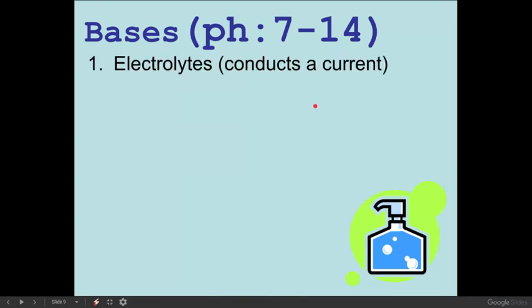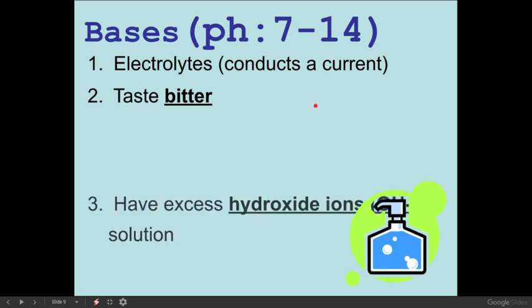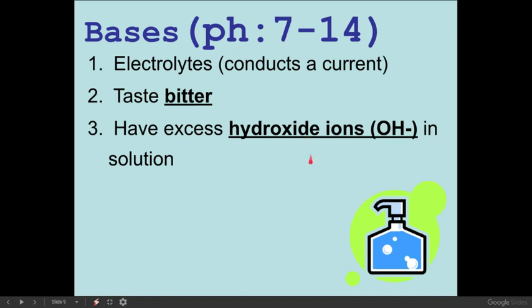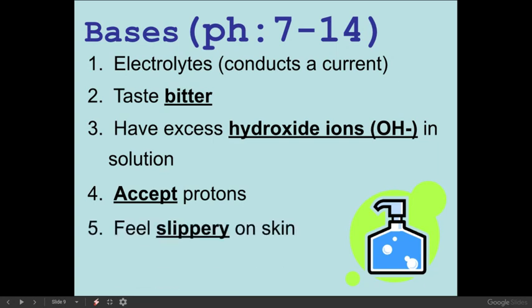Okay, so bases are going to be electrolytes, meaning that they can conduct a current. They taste bitter. They have an excess of OH ions in the solution. Acids had an excess of hydrogen ions, so this is different. Hydroxide ions here for bases. They accept protons, and in acids we saw that they donated the proton. And they feel slippery.